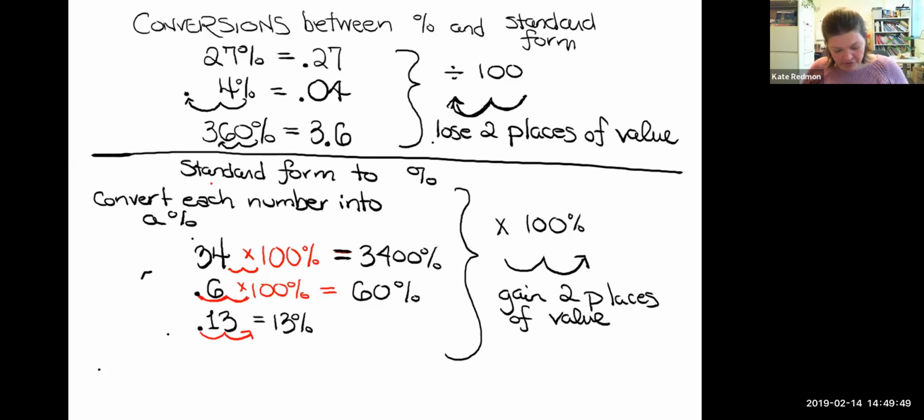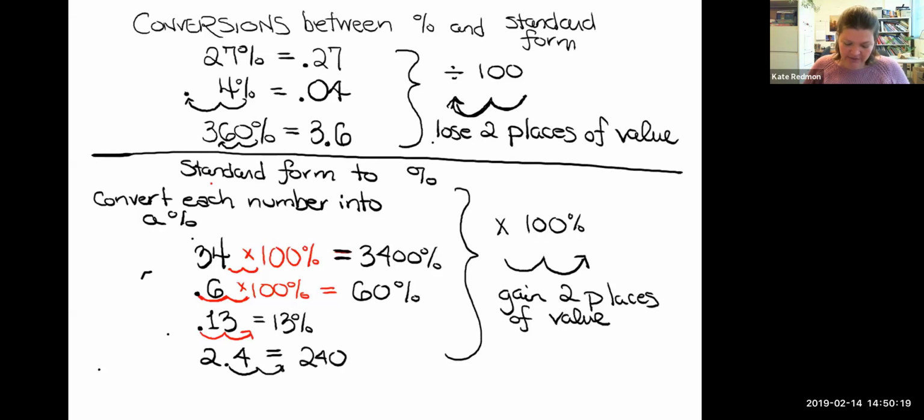Now, here's one that most students screw up. If I wanted to convert 2.4 into a percent, again, I would need to gain 2 decimal places worth of value. So my number needs to get more valuable. So I'm going to move my decimal place this way. Now it's 24. It's more valuable than 2.4. Once and now twice. So now it's 240.